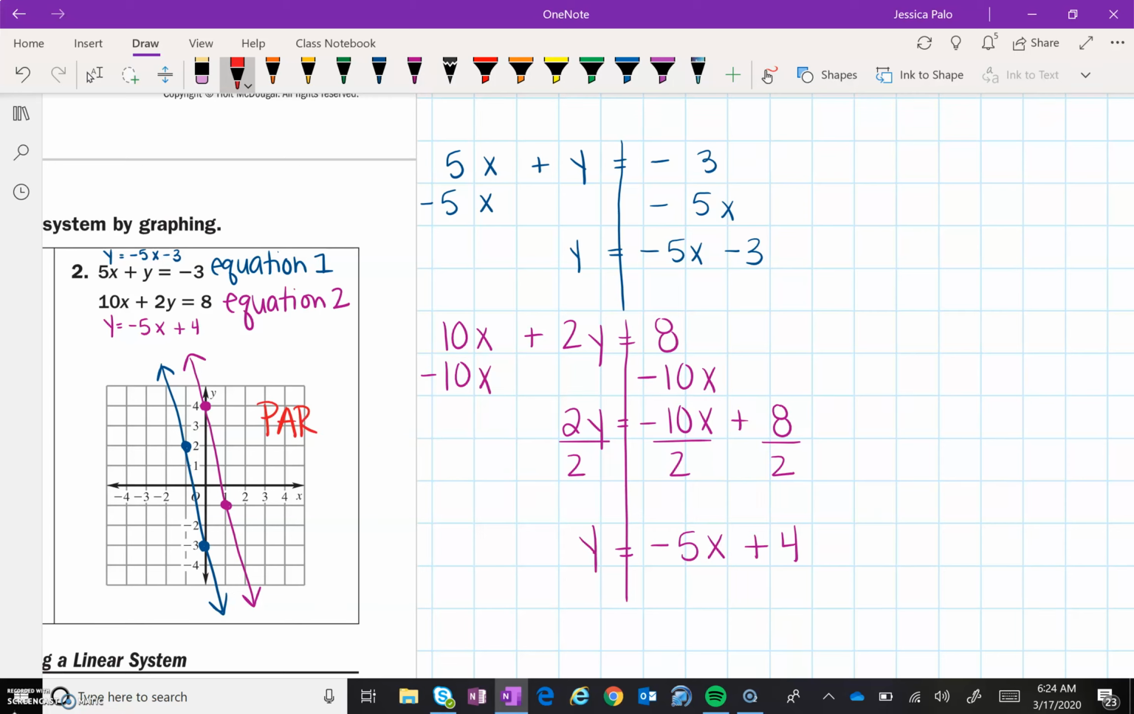So if the solution is discovered by graphing at the point where the two lines intersect, that means that parallel lines have no solution. Parallel lines have no solution.